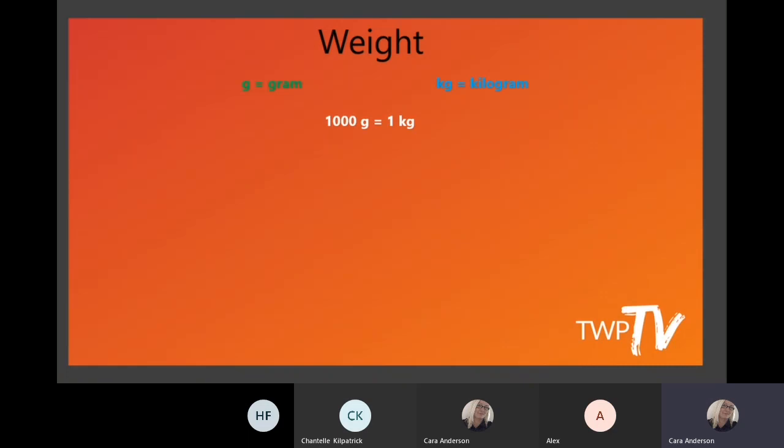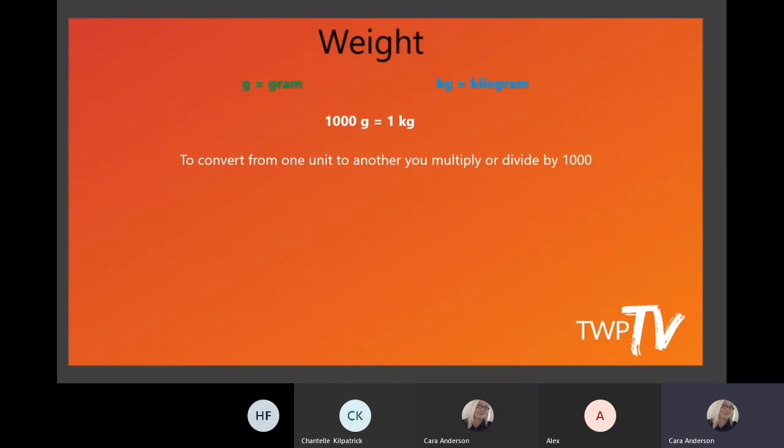So try and think of packets of crisps. Crisps aren't very heavy, so you're probably going to get, I can't remember, maybe 30 grams of crisps. But then if you think of a bag of potatoes, they're usually like 1.5 kilograms, so they're obviously much bigger in weight. But like it is with your millimeters and centimeters, the smaller they are, the more there is in them. So that's the only one that you need to remember in terms of weight.